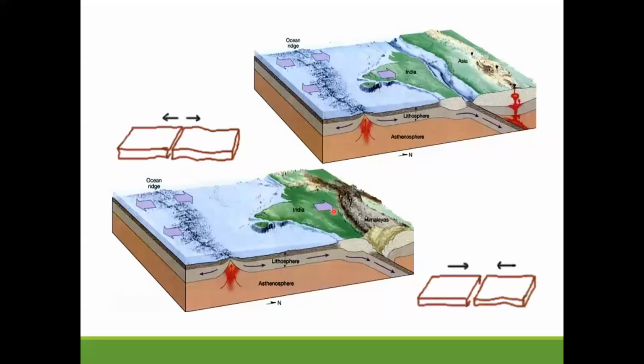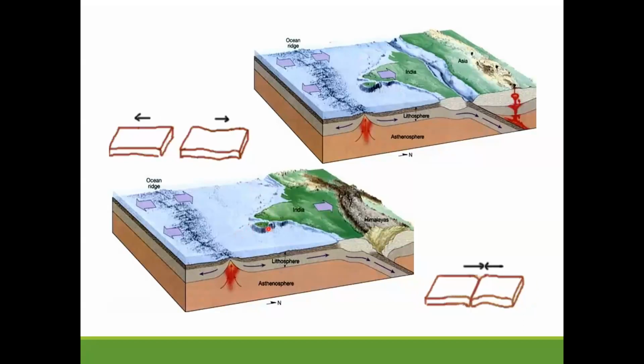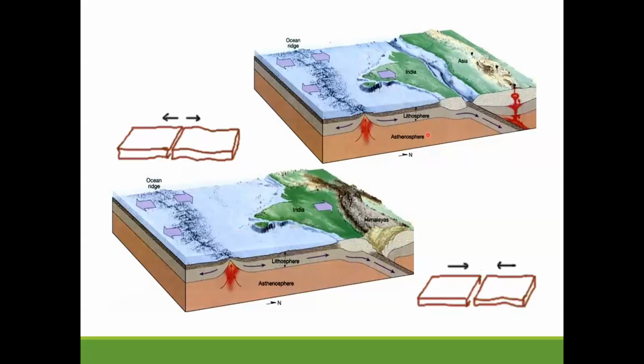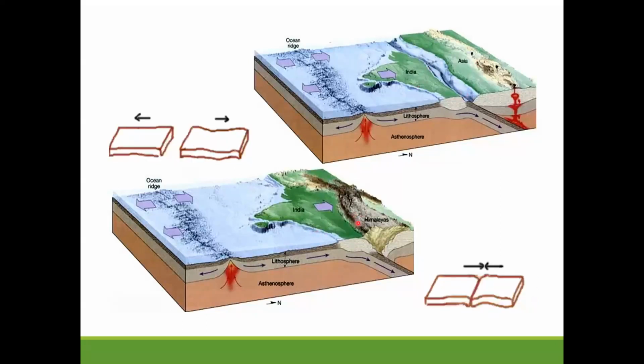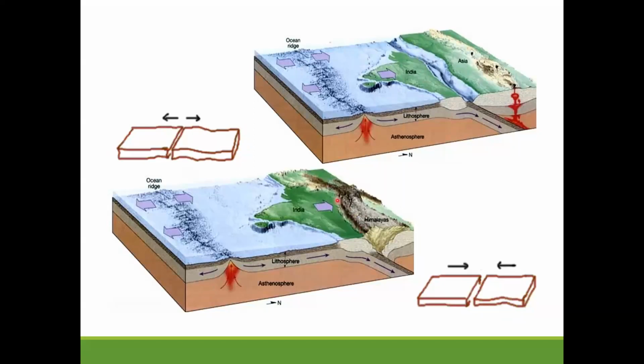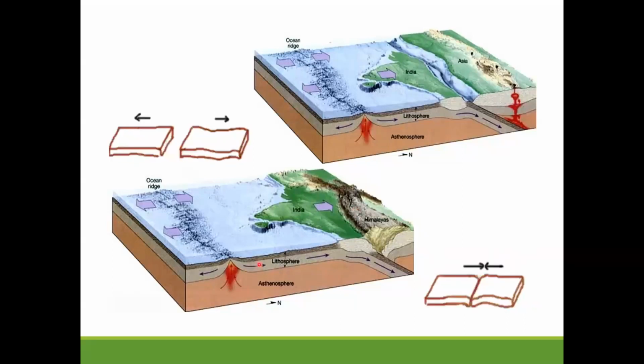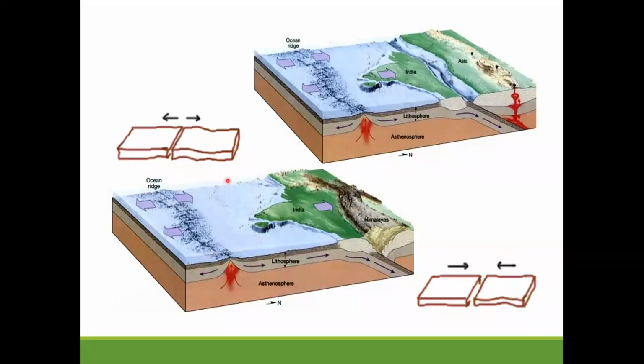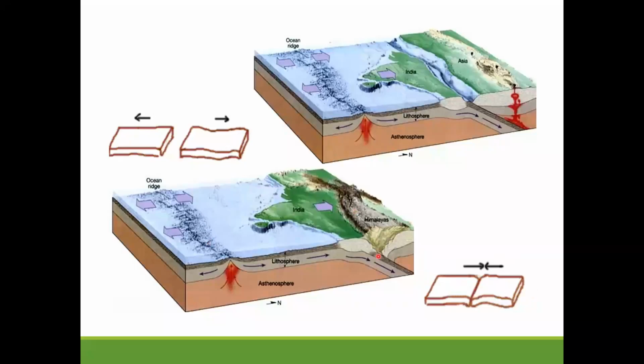Yeah. So, and then once there was an ocean, which was the Tethys Ocean between India and Asia. And then eventually that ocean kind of got closed in as India collided with Asia. So even today, we have this extensional boundary. And then you have this compressional boundary.